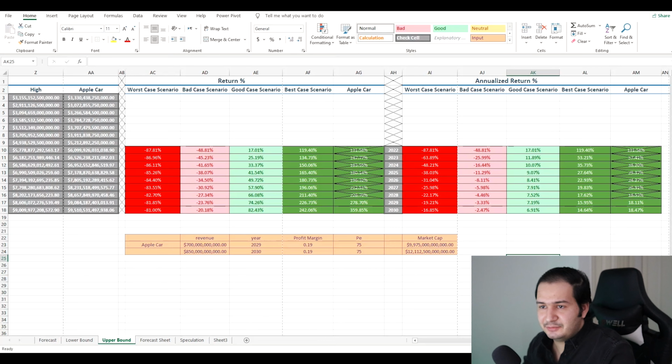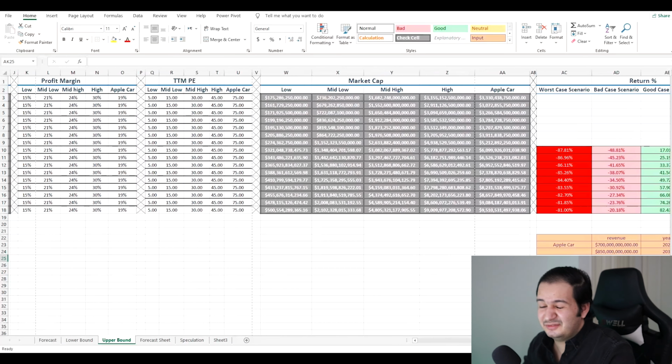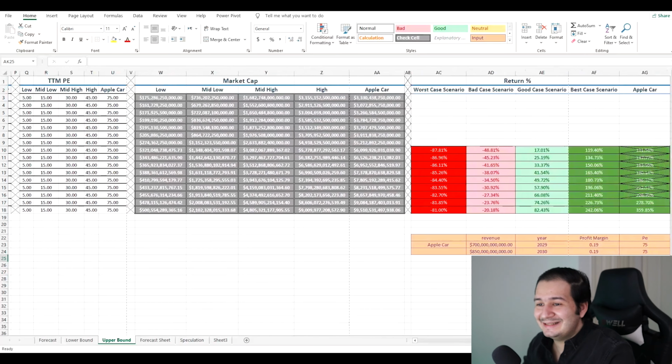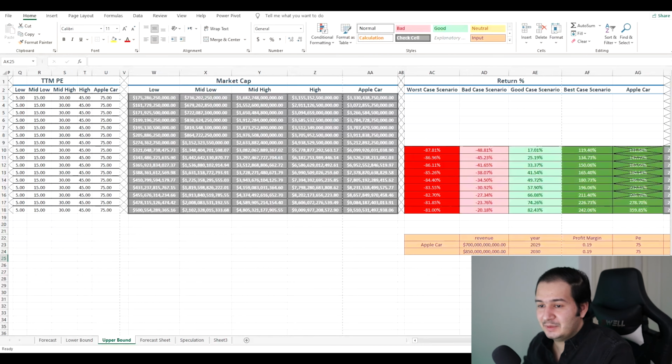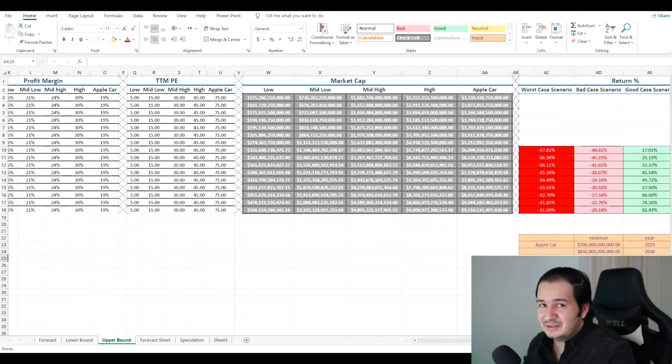For the worst case scenario, we had the PE ratio of 5 and the profit margins of 15%. So it is unlikely, because they're going to grow revenue between 5 to 10% every year.